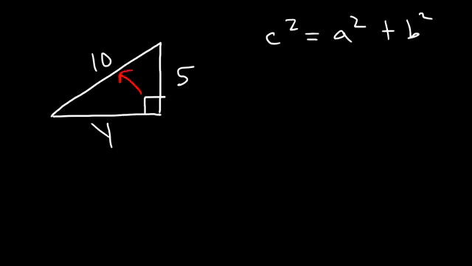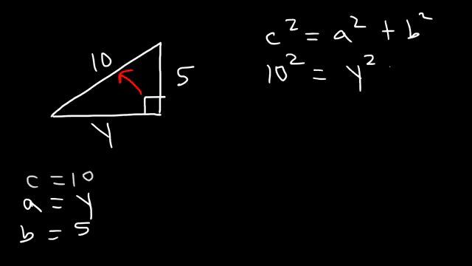So let's say the hypotenuse is 10, this is 5, and our goal is to calculate y. Go ahead and do this. So let's use the same formula. C squared is equal to A squared plus B squared. C is the hypotenuse, so in this problem, C is 10. A, we could say it's y, and then B is 5. So it's going to be 10 squared is equal to y squared plus 5 squared. 10 times 10 is 100, and 5 squared is 25.